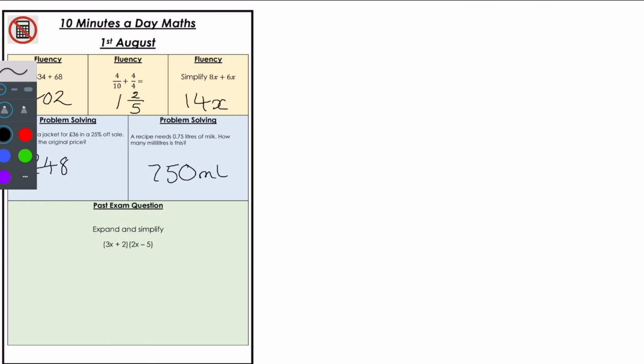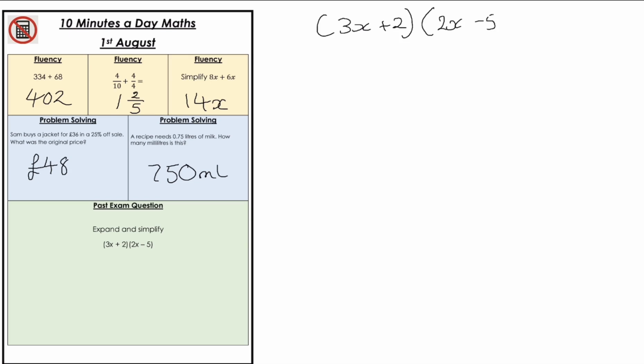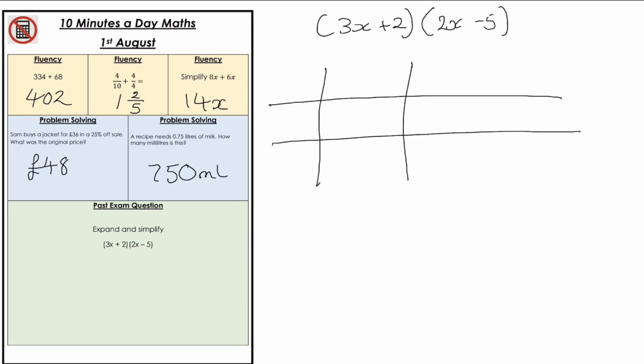Expand and simplify. There are 2 methods to do this. So if I write, we've got 3x plus 2 and then 2x minus 5. Now this is double brackets. Of the 2 methods, I'm going to show you the grid method first. So we have times in this corner, then our first bracket we put at the top. So we've got 3x here plus 2, okay? I've put the plus 2 there just to remind you that it's a positive number. You do not need to include it if you don't want to.